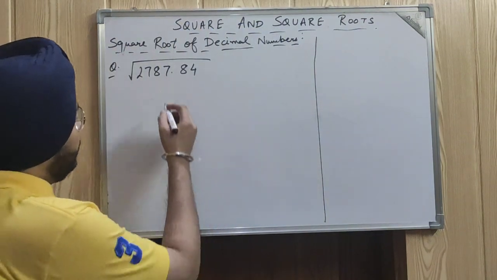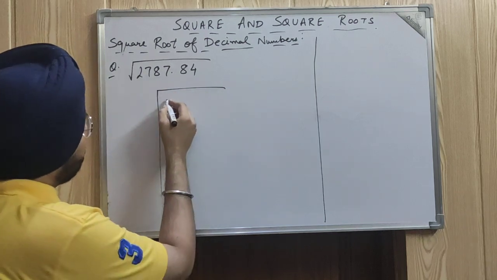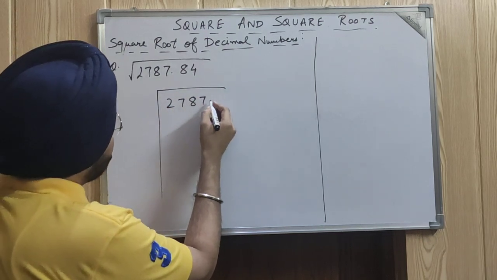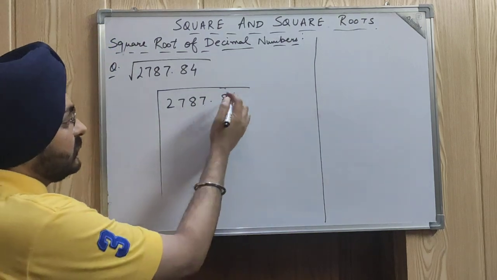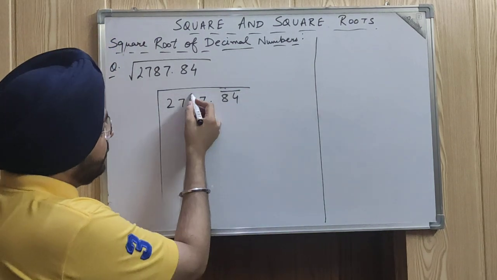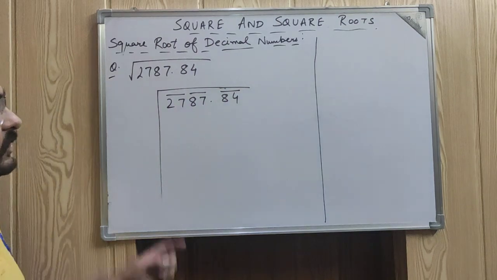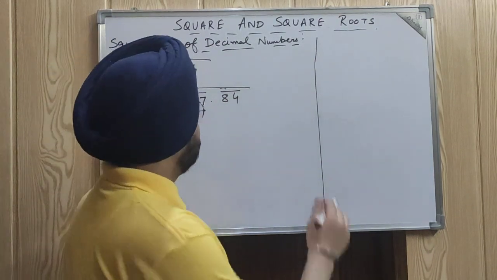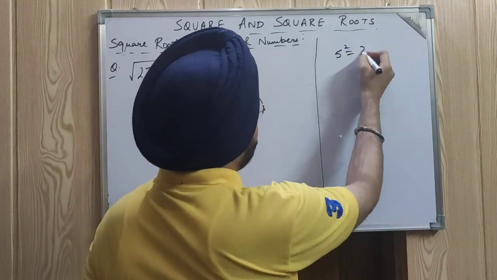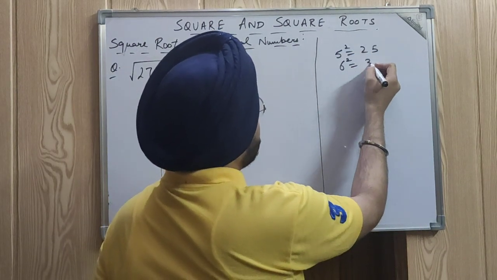2787.84. So again the same thing. So we'll be writing 2787.84. So you know how to make the pairs. This will be your decimal and then this side. Okay. So first we start with what? Okay. So your 4 square will be what? 5 square will be what? 25, and 6 square will be what?